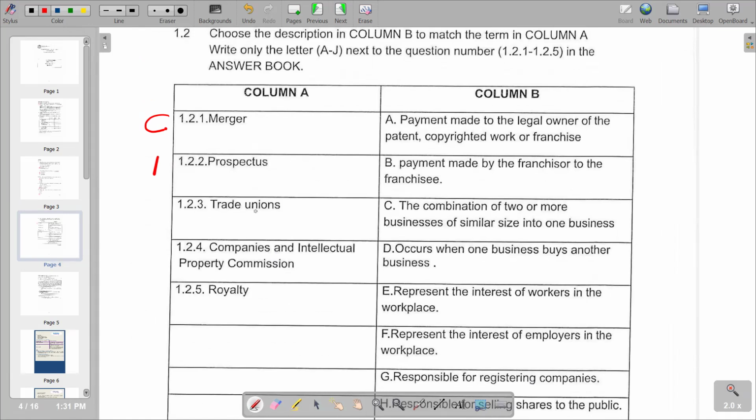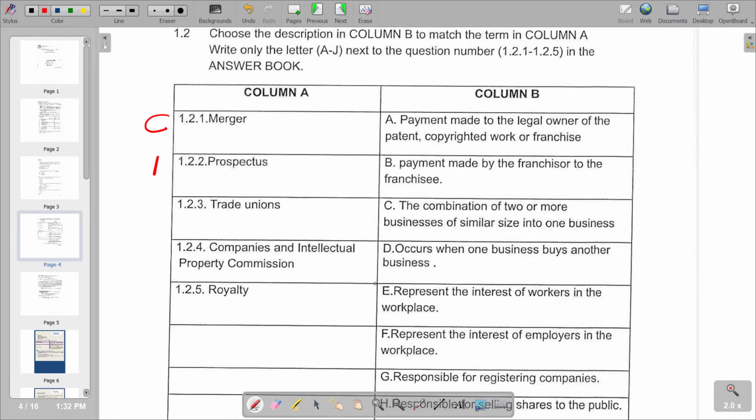Moving on to the next one, which is the trade union. A trade union is an organization made up of members. So basically, we are saying it's a membership-based organization, and its membership is mainly made up of workers. The trade union bargains with the employer on behalf of its members on different matters. So we see which explanation we can match with trade unions.